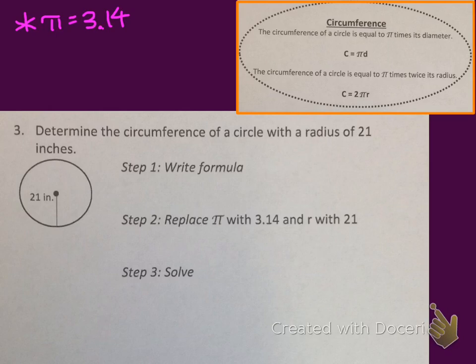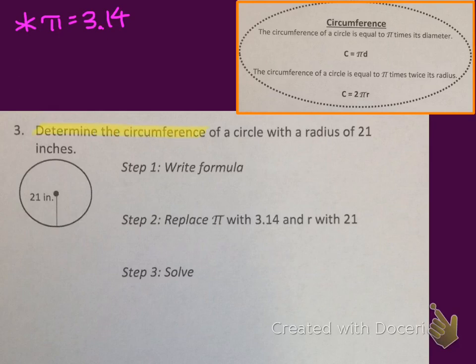The circumference of a circle is equal to pi times its diameter. So we could use c equals pi times d, or we could also say the circumference of a circle is equal to pi times twice its radius. So we could say the circumference equals 2 times pi times r. Remember that pi is 3.14.